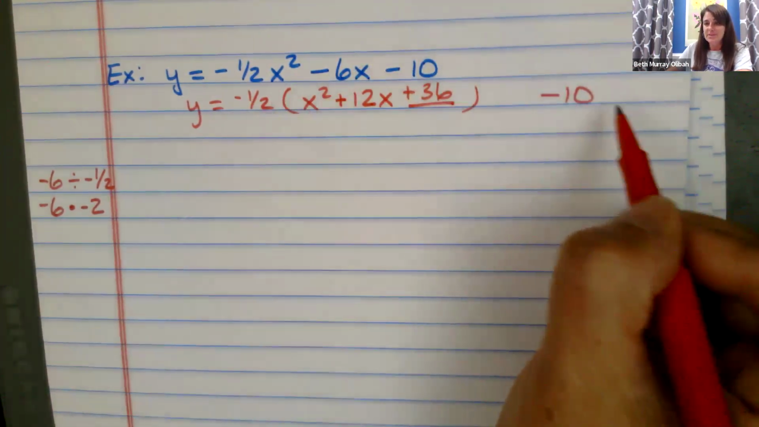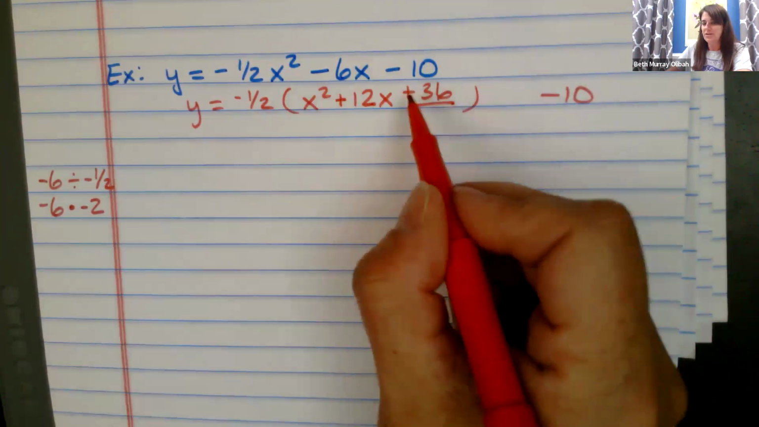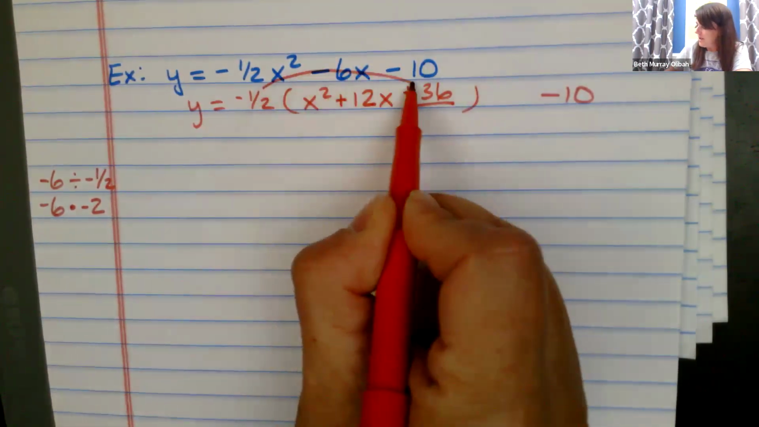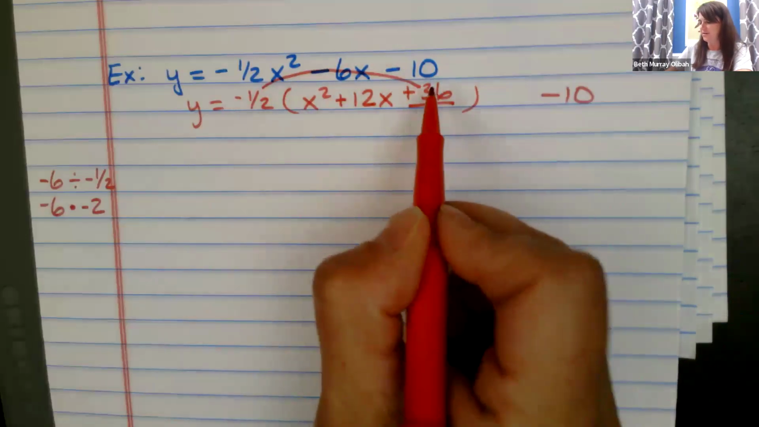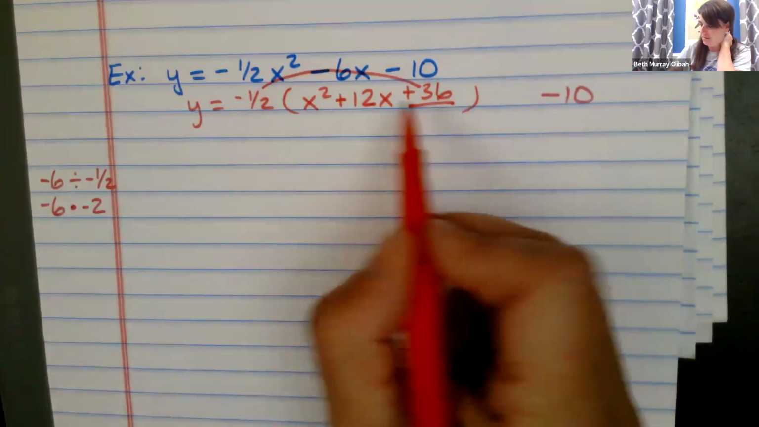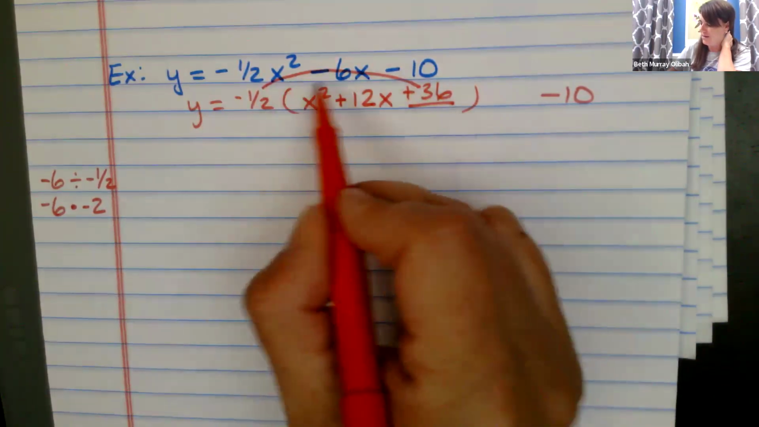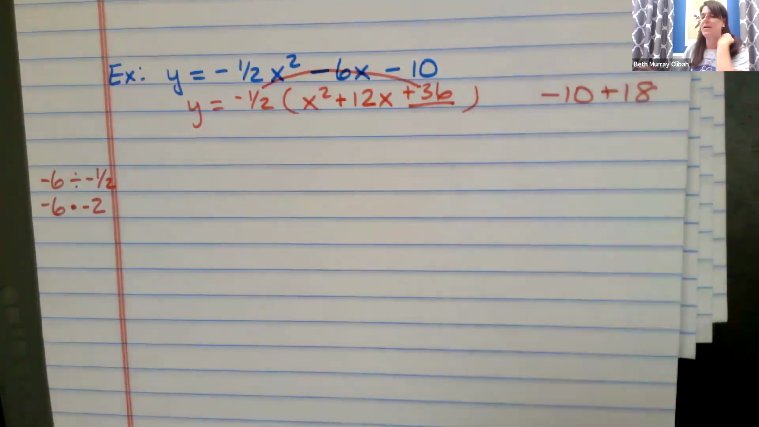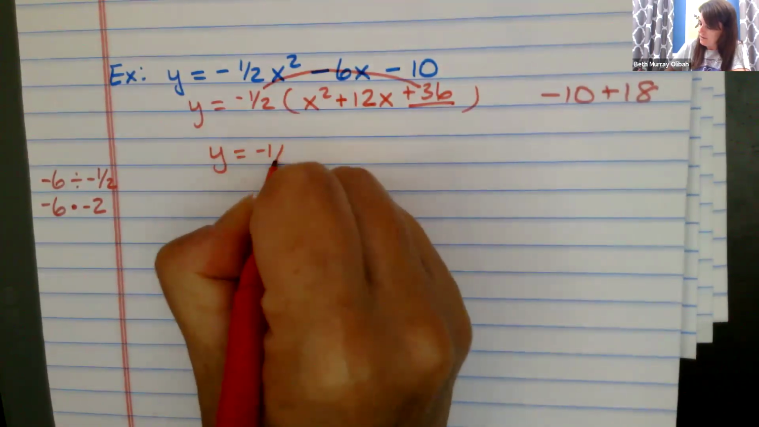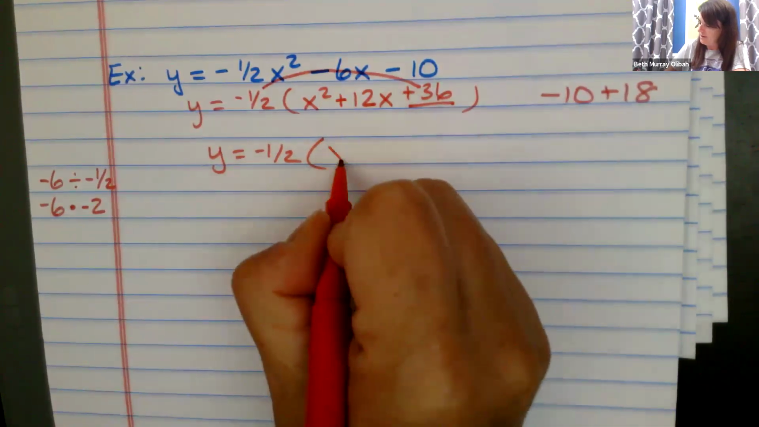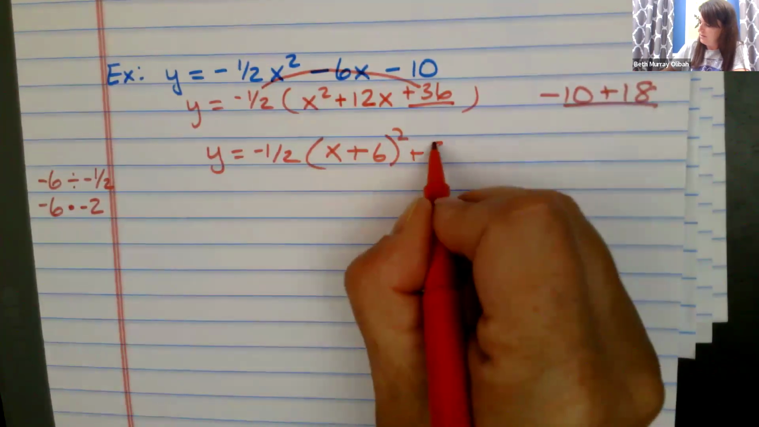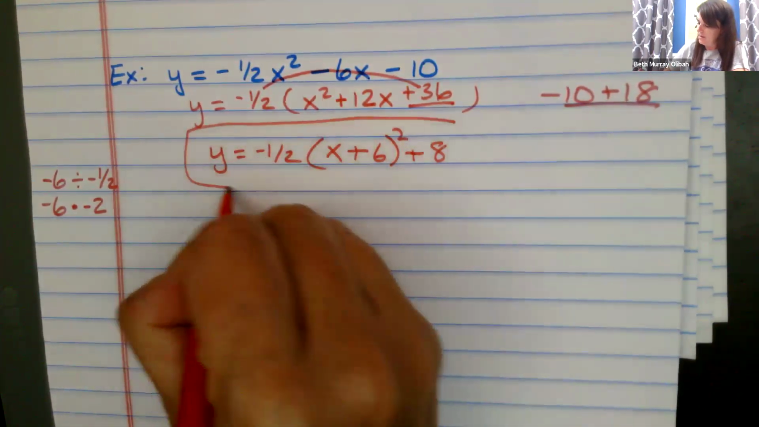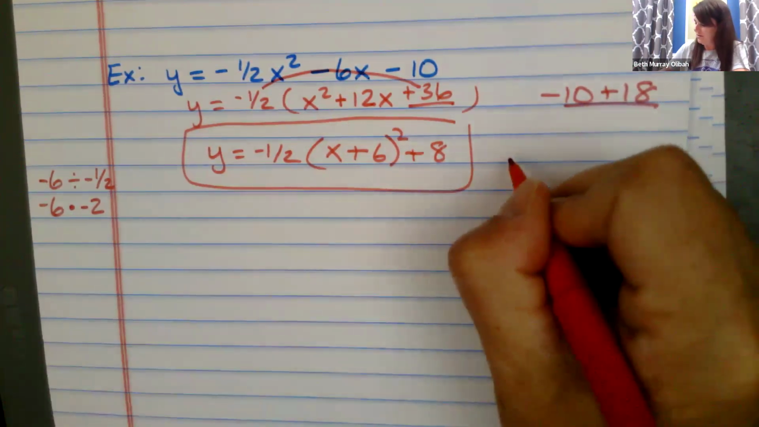Now I need to do the opposite of that here, but it is not subtracting 36 because really, instead of adding 36 here, I added negative 1/2 times 36. So that is negative 18. So since I really subtracted 18 here, I now need to add 18 to be fair. So in vertex form, this becomes x plus 6 all squared. This is really a positive 8. So that is my answer, my vertex form.